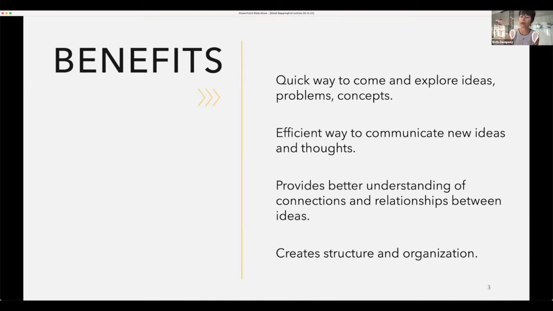It provides a better understanding of how relationships work and different connections, and you're able to have much more organization and structure in using this approach.